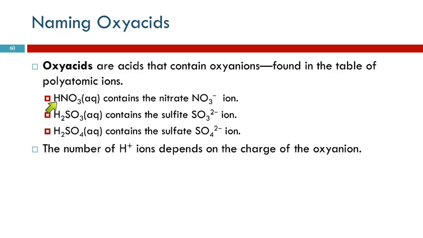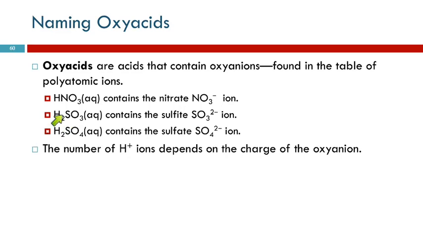There's the H that tells us this is an acid. Cover up the H and look at what's left. NO3. That should remind you of nitrate ion. Nitrate ion has a charge. This doesn't have a charge. It's got a hydrogen in front of it. But when you put this into water, it separates into hydrogen ions and nitrate ions.